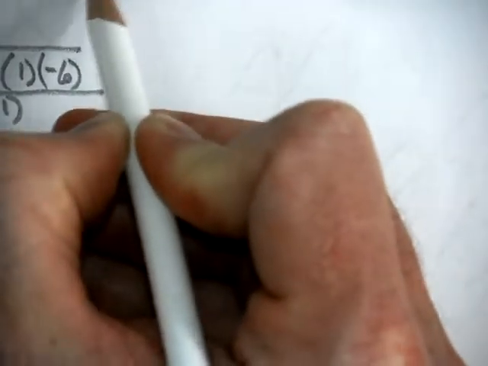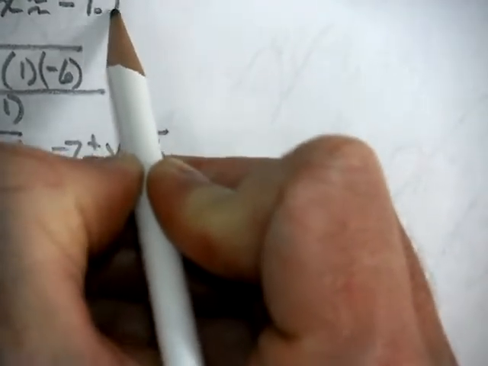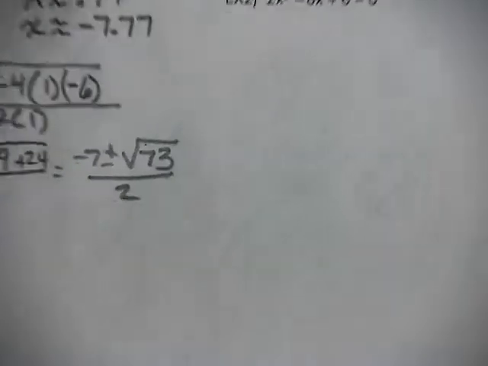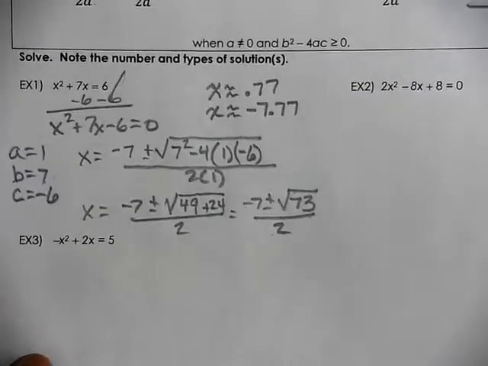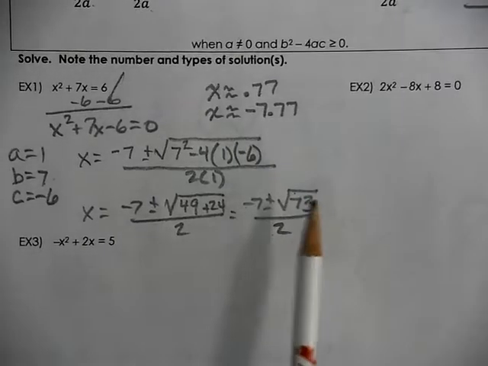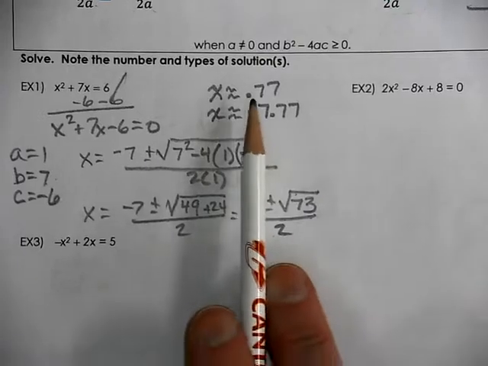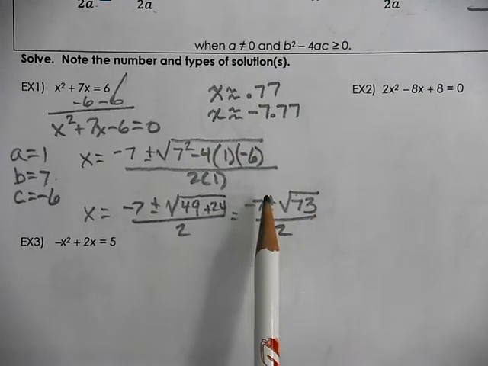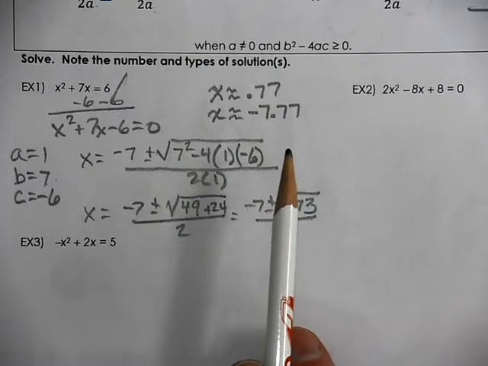Those would be your two values, 0.77 and negative 7.77. There they are. So if you're taking the square root of a value, you're going to have two answers. Negative 7 plus or minus some amount is going to give you two different answers.